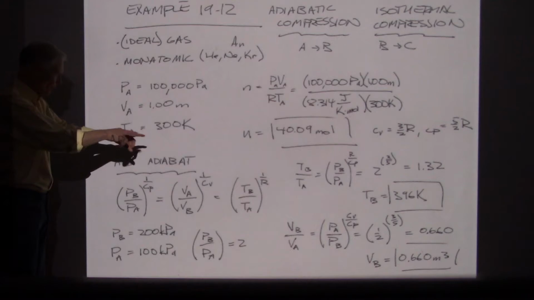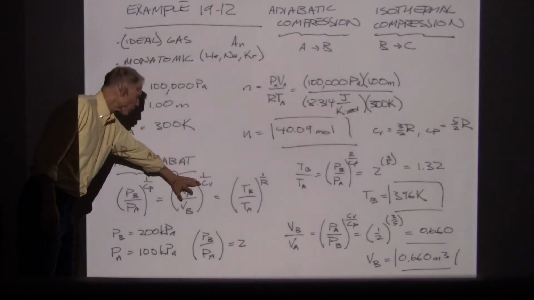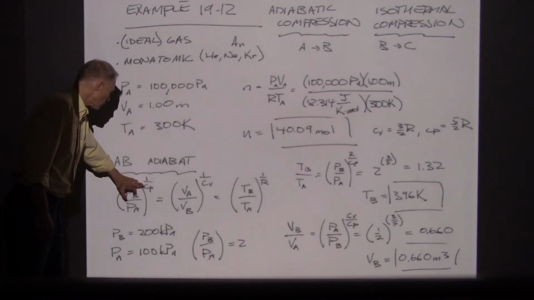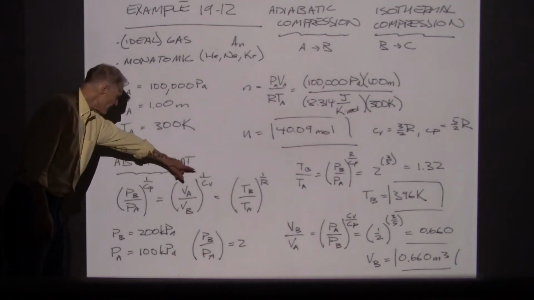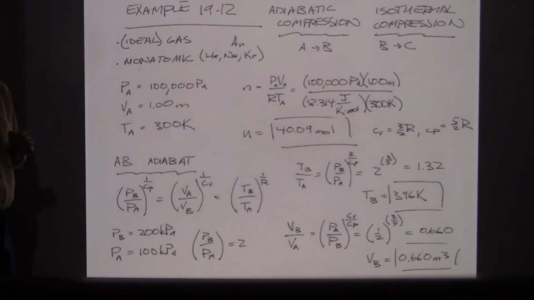So the temperature ratio is to the 1 over R power. The volume ratio is to the 1 over CV. The pressure ratio is to the 1 over CP. This is CV. And then the volume ratio is flipped relative to the pressure and temperature ratios. So in an adiabat, P, V, and T, they all change, and the P and T are correlated. Pressure and temperature go up and down together along an adiabat, but the volume is inversely related.